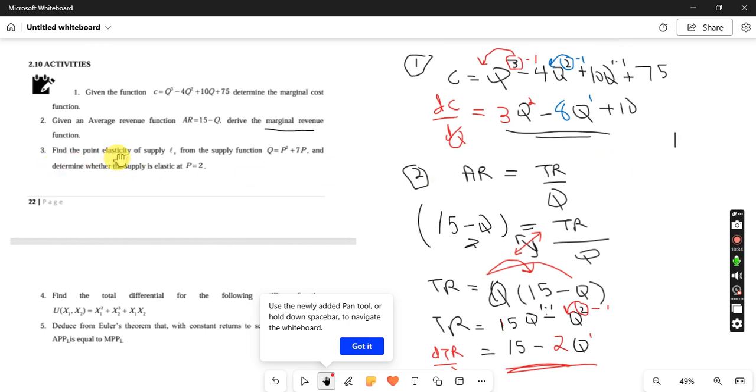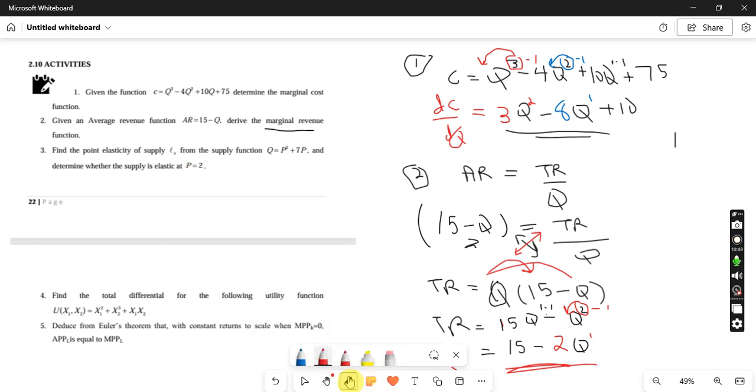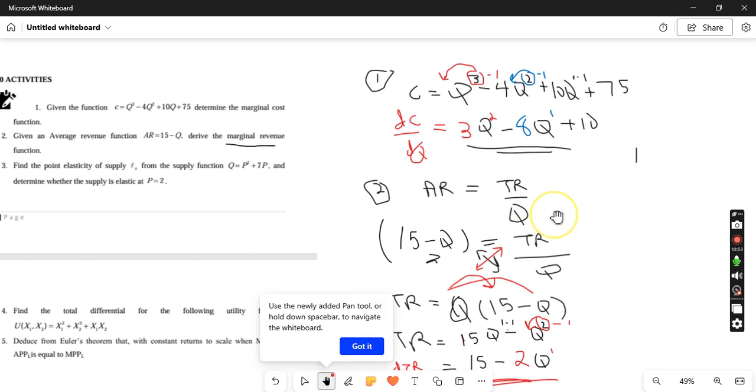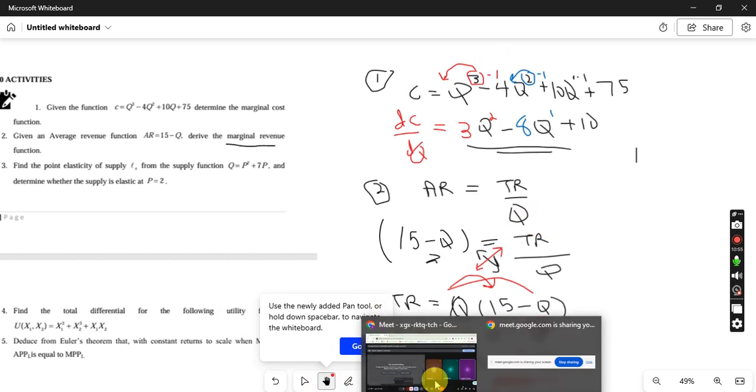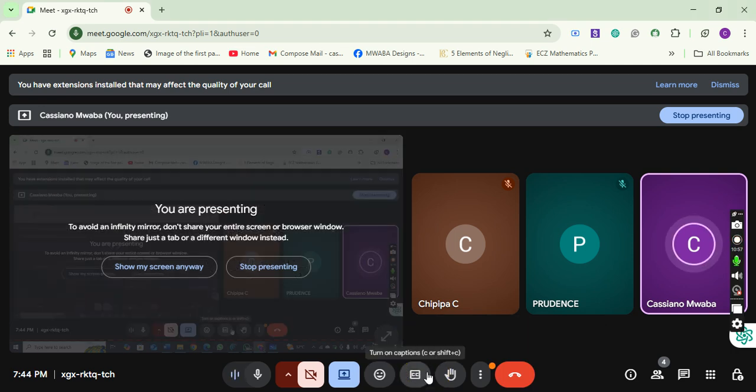Find the point elasticity of supply from the supply function Q equals P squared plus 7P and determine whether the supply is elastic at P equals 2. So price elasticity of supply is how quantity supplied responds to changes in price. That is price elasticity of supply.